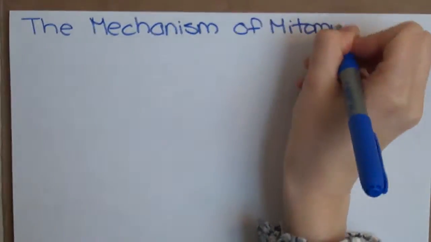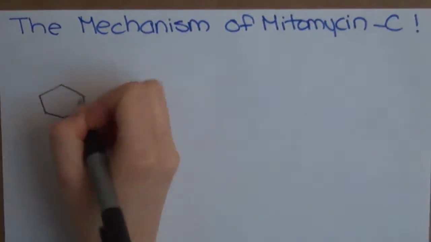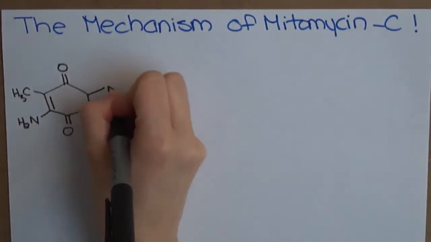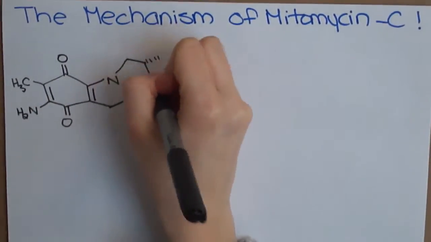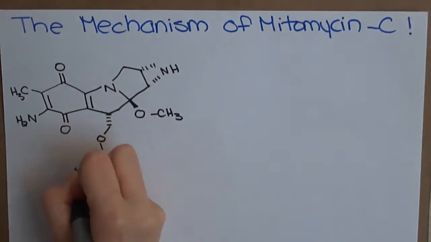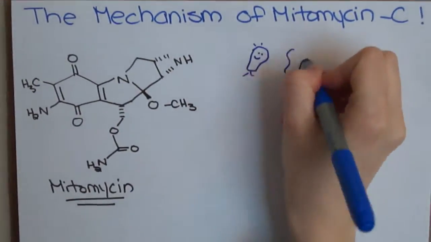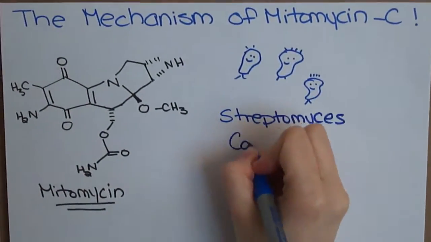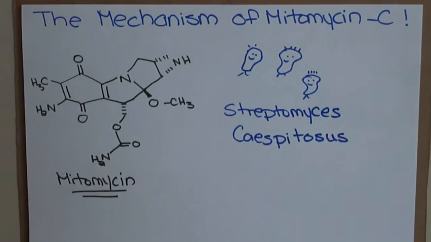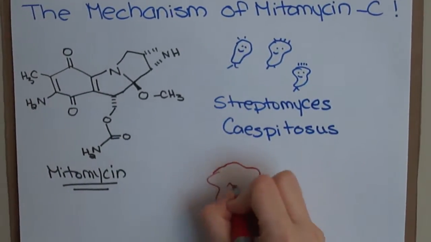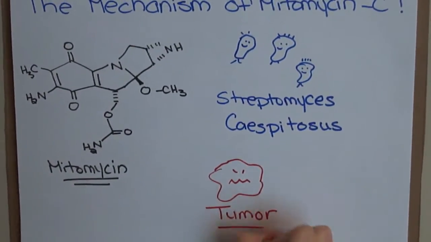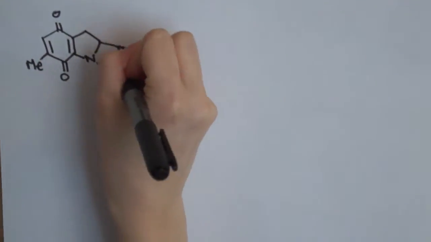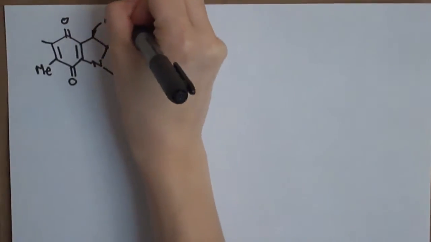The mechanism of mitomycin-C. Mitomycins are a series of antineoplastic antibiotics that are produced from the culture filtrate of Streptomyces caespitosus, which is a species of actinobacteria. Antineoplastic means that these mitomycins are used to prevent or inhibit the development of tumors. These mitomycin antibiotics were first discovered by Hata et al. at the Kitasato Institute in Japan in 1955.